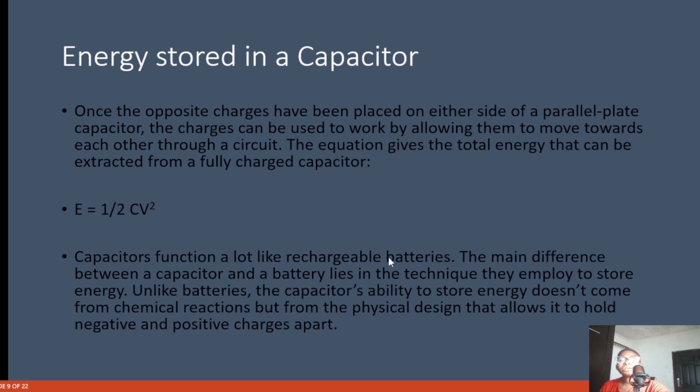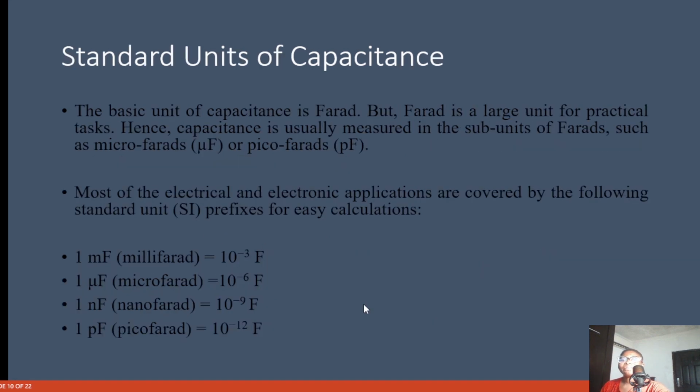Capacitors function a lot like rechargeable batteries. The main difference between a capacitor and a battery lies in the technique they employ to store energy. Unlike batteries, the capacitor's ability to store energy doesn't come from chemical reactions, but from the physical design that allows it to hold negative and positive charges apart, and that's by putting the dielectric between the two plates. That is the ability that the capacitor has.